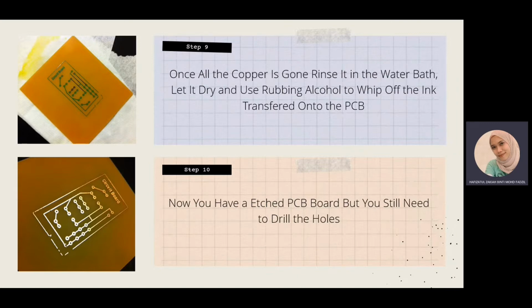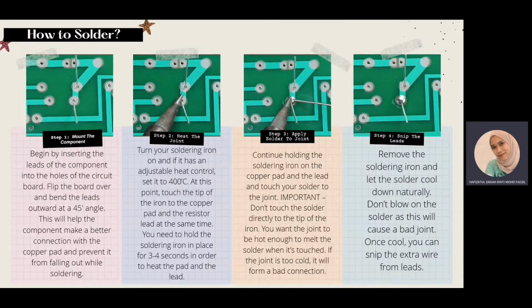Step 10. Now you have an etched PCB board, but you still need to drill the holes. How to solder? First, mount the component. Begin by inserting the leads of the component into the holes of the circuit board.